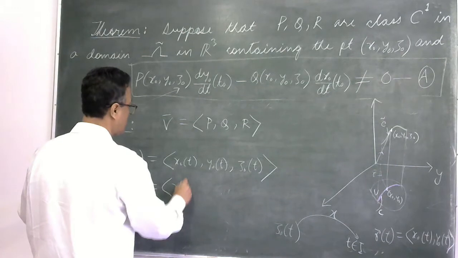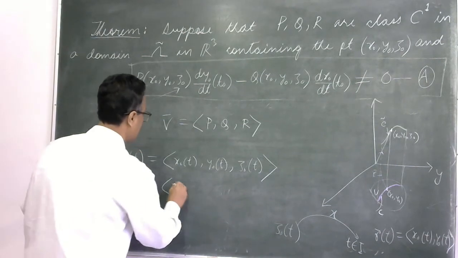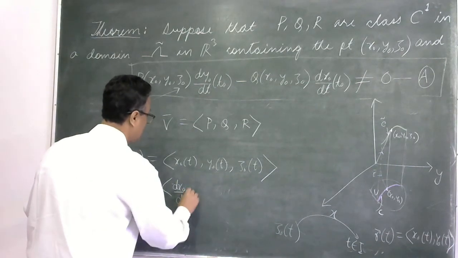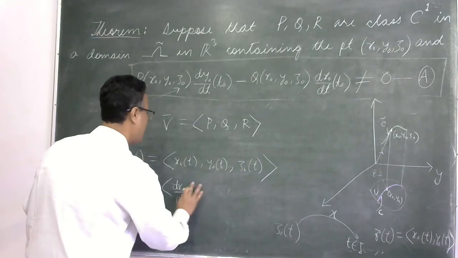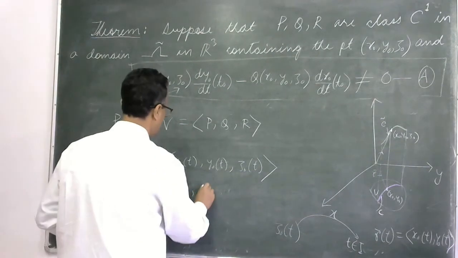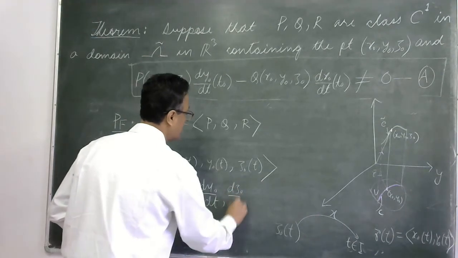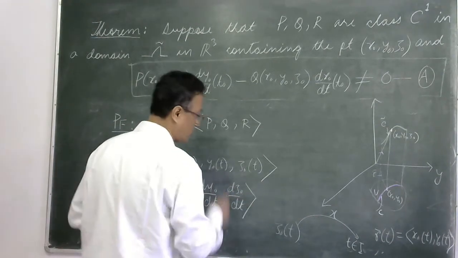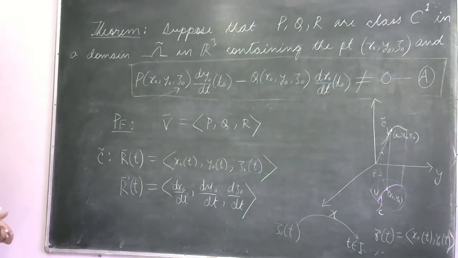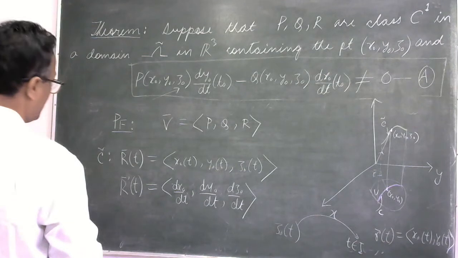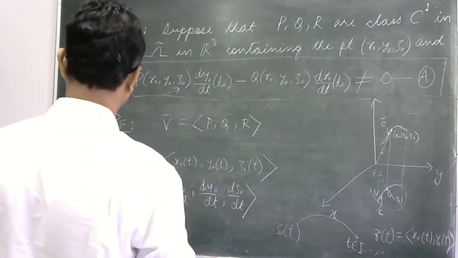and simply this is going to be, say, dx naught dt, dy naught dt and dz naught dt. So far so good, right? Is it okay with everybody? Fine. So now let us see what is happening out here.